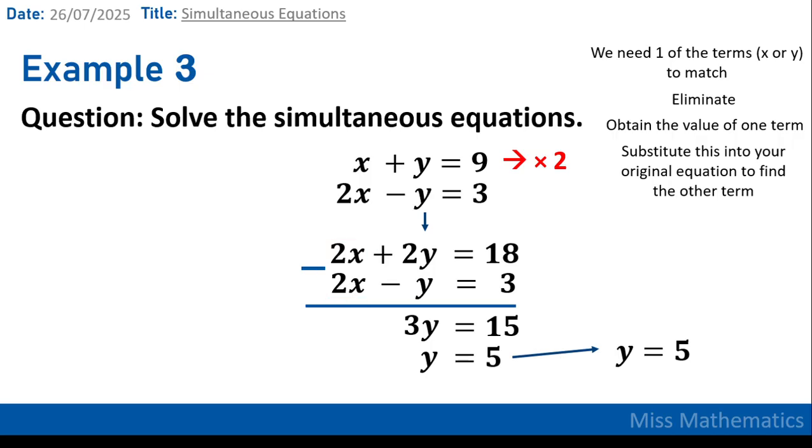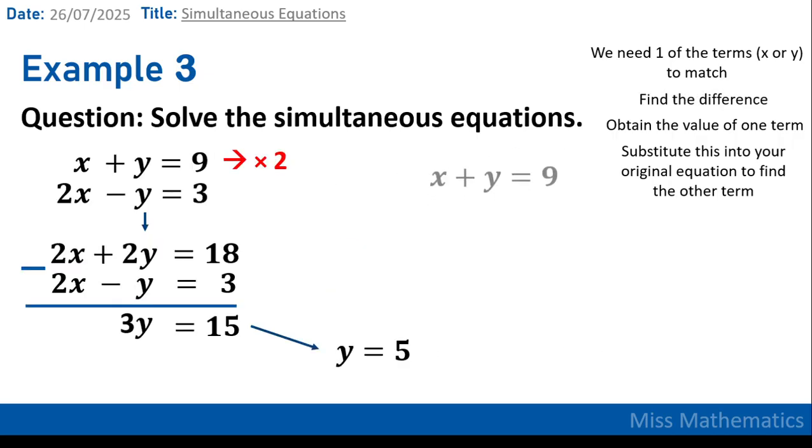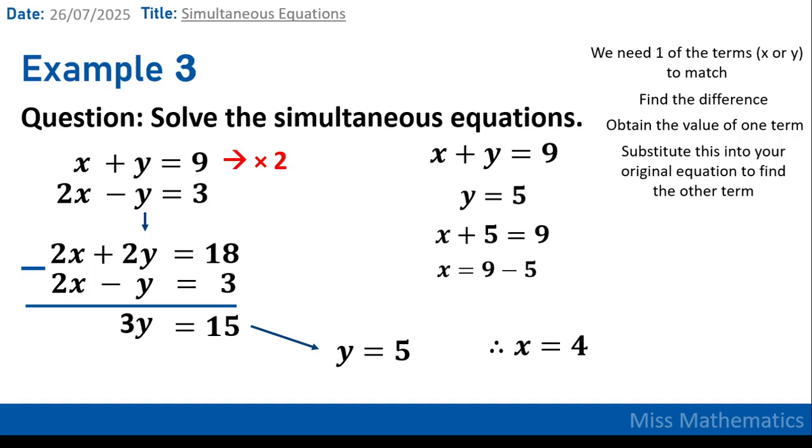We substitute this back into our original equation. We had x plus y equals 9, x plus 5 equals 9, so we have x is equal to 4. And we can try this into this equation here. So if you times 4 by 2 we get 8, and 8 minus y, 8 minus 5 is 3. That means our answer must be correct.